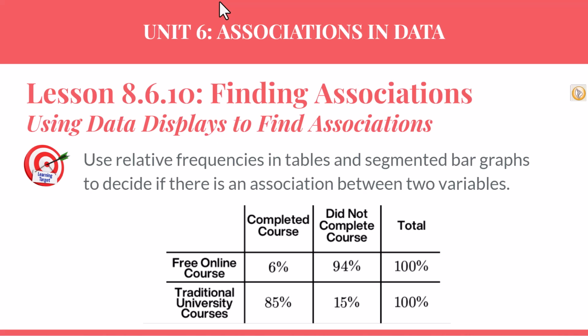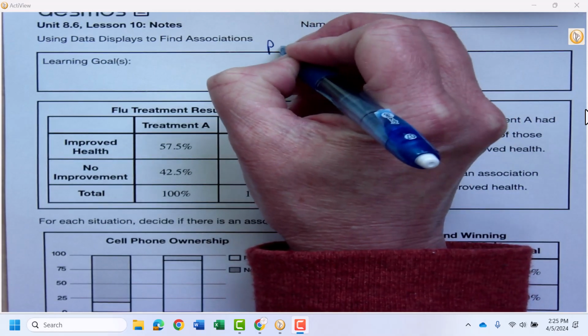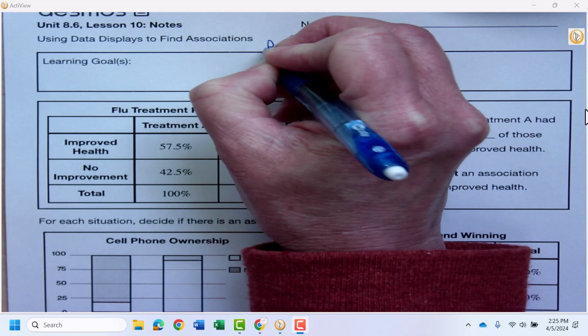Lesson 8610, Finding Associations. Using data displays to find associations. In this lesson, you'll use relative frequencies in tables and segmented bar graphs to decide if there's an association between two variables. All right, we are on page 97 in your notebook.